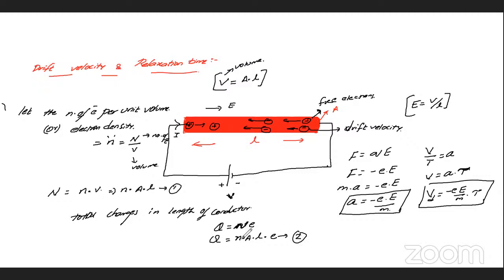Now I need to find your current. We know that current I is equal to Q by T, charge divided by time period T. But here we are discussing with respect to drift velocity. So I'll take the relation drift velocity Vd is equal to length of the conductor divided by time period. From this relation, time period T is equal to L by Vd. I'm going to substitute the relation here. So Q is equal to n A L e divided by time, which is L by Vd. The L's will get cancelled. So the relation is I is equal to n e A Vd. This is your current.